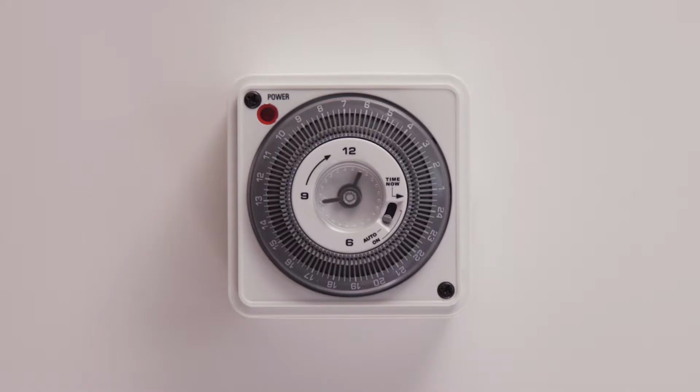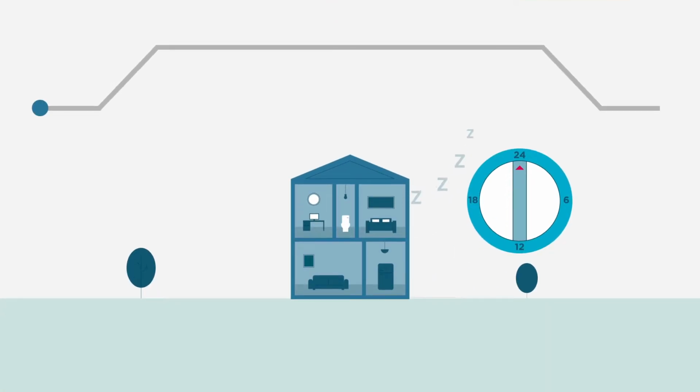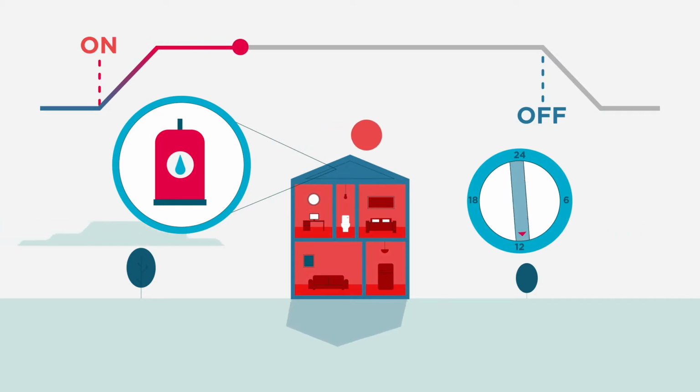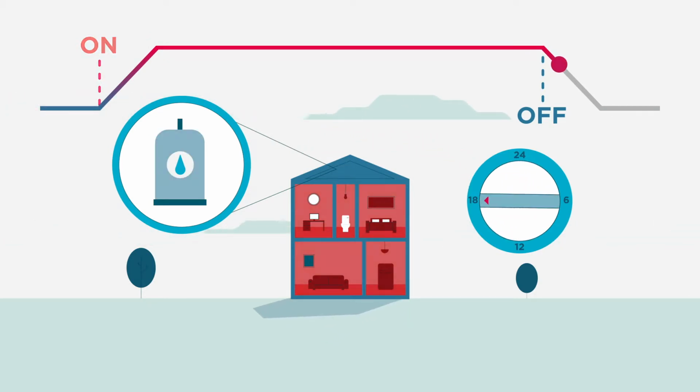If you have a day timer, it probably looks a bit like a clock, with movable tabs all round the edge. But what exactly is it for? Well, the timer decides when the heating should come on and go off. You may have one for the hot water too, if you've got a hot water cylinder.